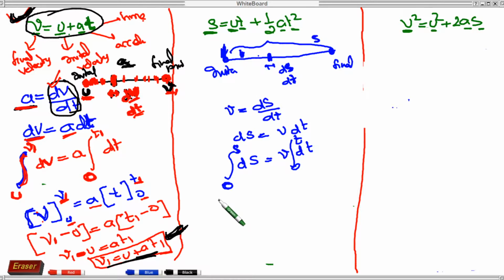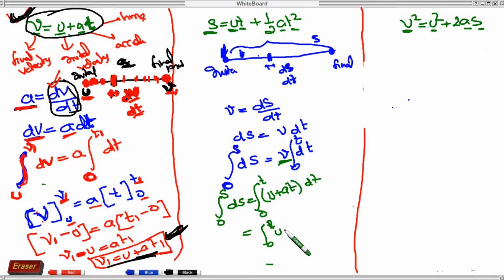So our equation will look like integration 0 to s ds is equal to integration of v, and we will substitute u plus a t here, and dt, from 0 to t. What will it look like? Integration 0 to t u dt plus integration 0 to t a t dt. I told you how the integration is done. So for this one it will become s, ranging from 0 to s.